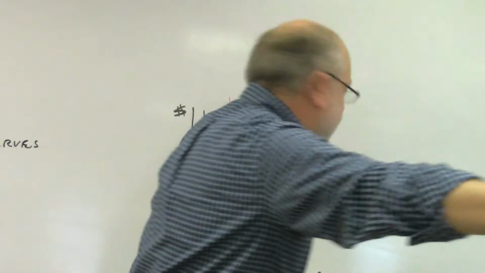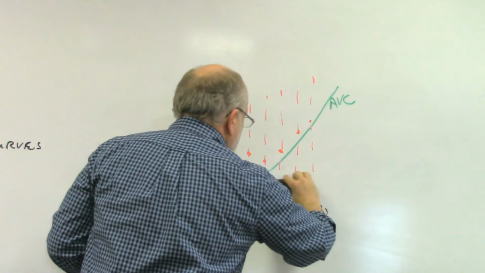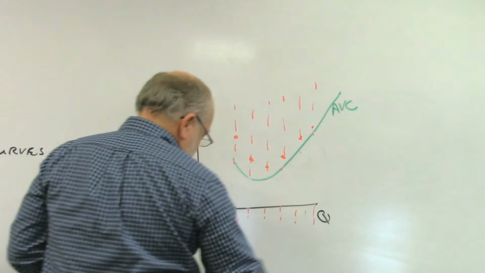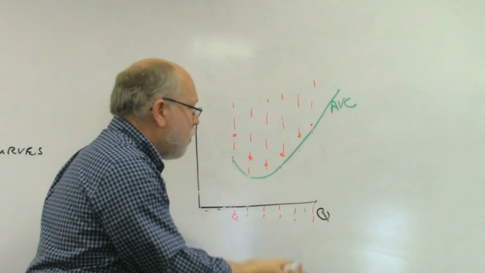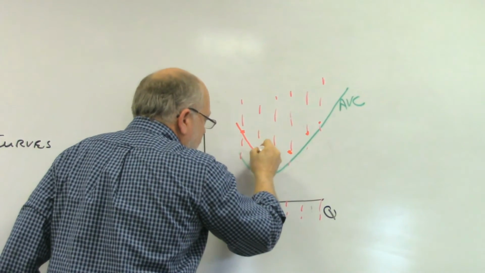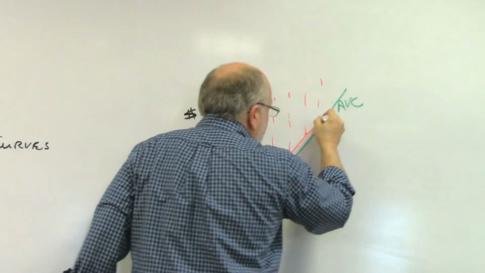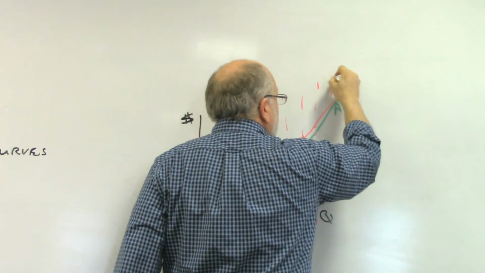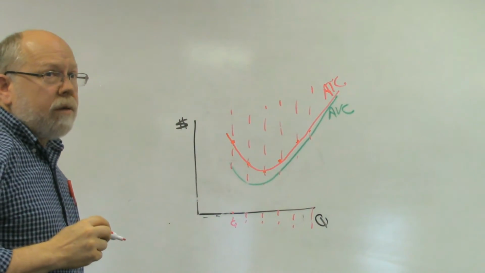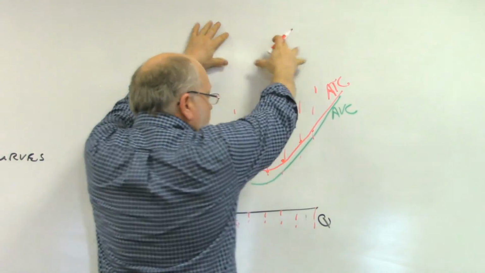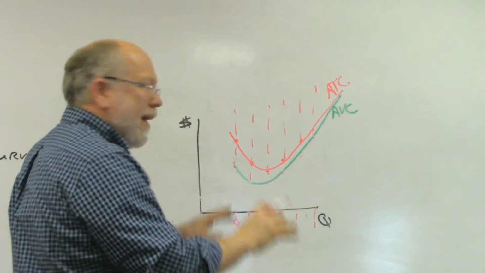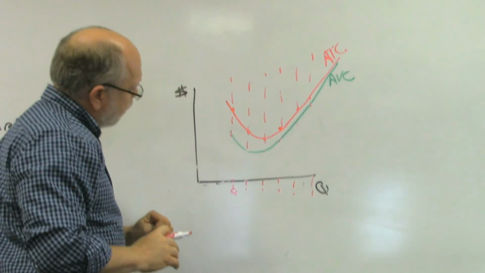Since it can't be at two places at once, I'm going to erase the average fixed cost, because now I've transferred those values on top of my average variable cost curve. And if I play my connect the dot game again, I get a curve that looks something like that, and I call it my average total cost curve. We did it algebraically. This is how we do it graphically. I'm not going to ask you how to do that on a test. I just want you to see conceptually how this works.